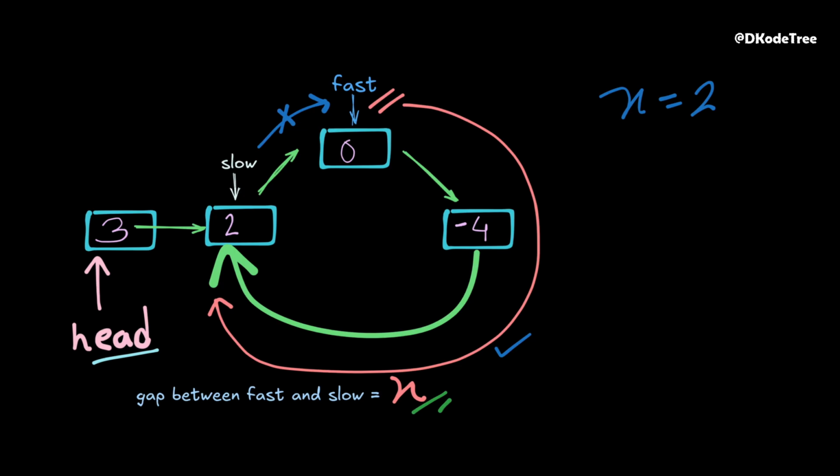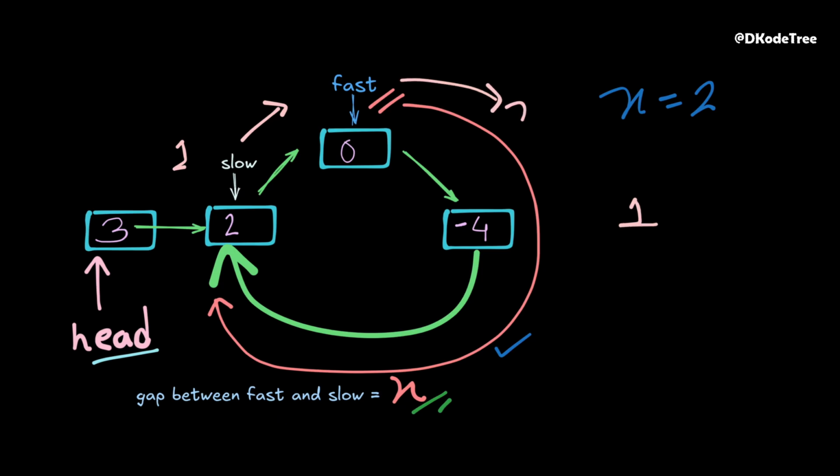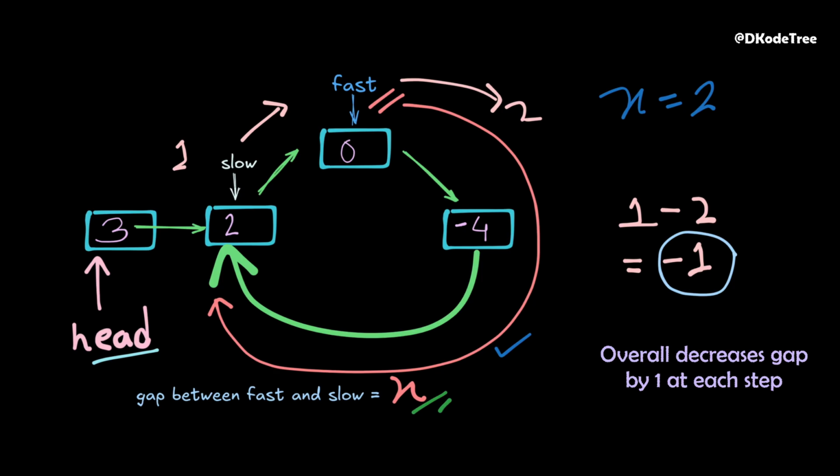Now what will happen in the next step? In the next step, slow will move by 1 in this direction, which will increase the gap between fast and slow by 1. And fast will move by 2 in this direction, which is actually decreasing the gap between fast and slow by 2. So 1 minus 2 becomes -1. So the relative movement of fast and slow is actually decreasing the gap between them by 1 at each step.